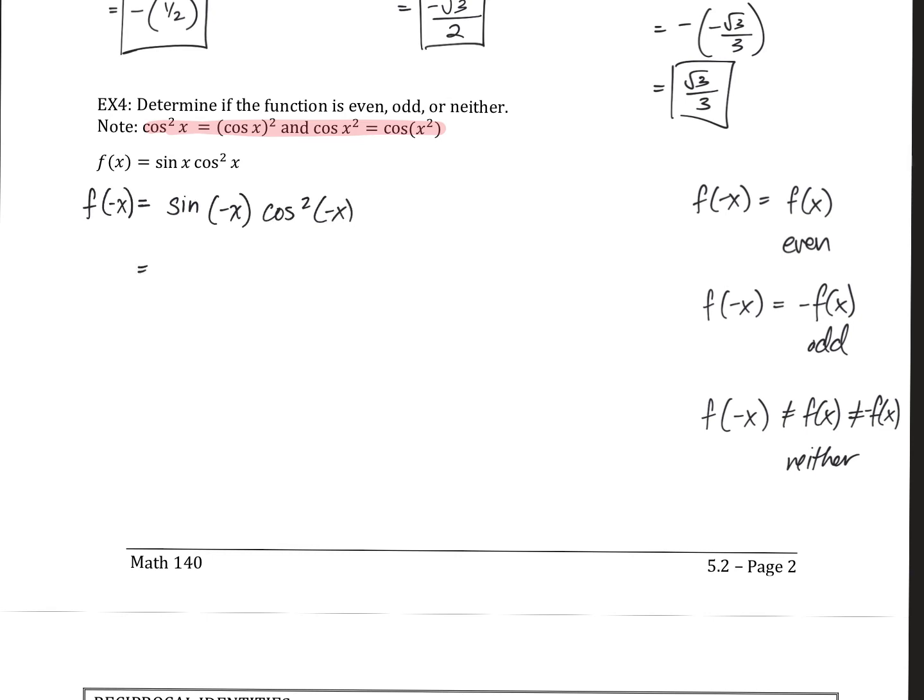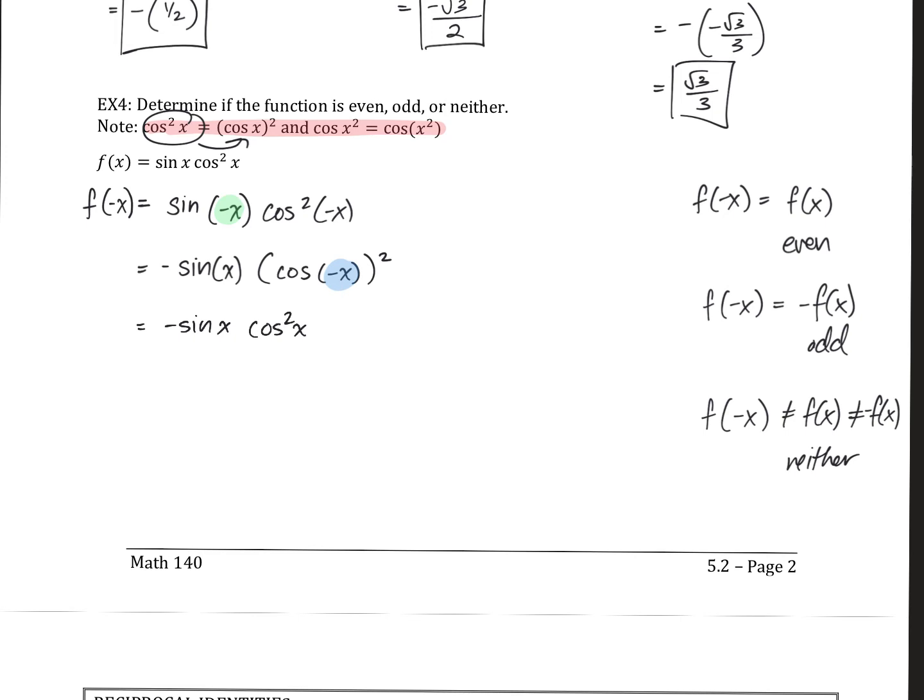So sine of negative x, well, we know that when we have that negative, we have to pull it out because sine is an odd function. So that'll be negative sine of x. Now cosine squared of negative x, let's simplify that. We know that cosine squared of negative x is the same as cosine of negative x, squared. And we know that cosine is an even function, so the negative doesn't come out. So it's just going to be positive. So that'll be sine of x, and that'll be cosine x squared, or we could do cosine squared x.